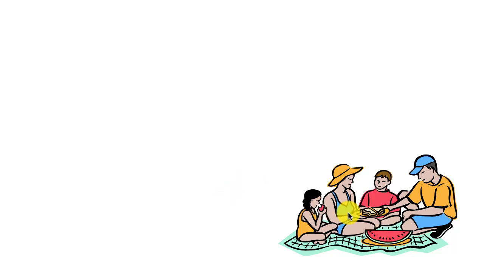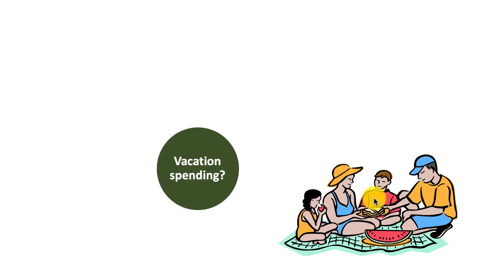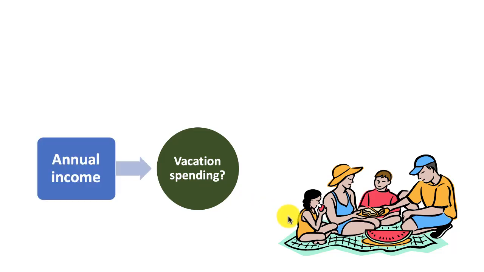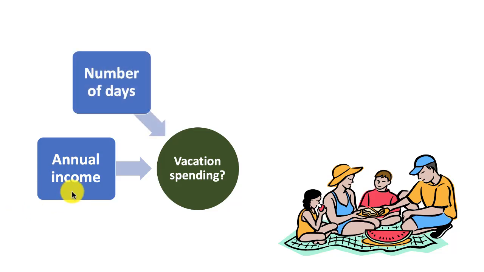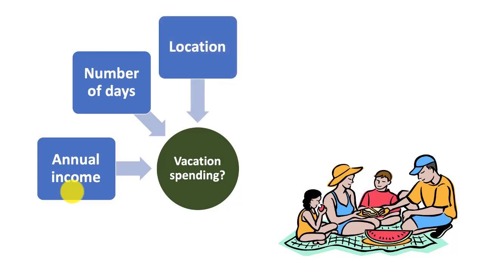Let's take a concrete example. Let's say that a family is going out on vacation, and let's say they're going to stay at a particular resort, and the resort is interested in finding out an estimate or predicting how much money this family is going to spend when they stay at the resort. Okay, so it's possible that the amount of money that a family spends during a vacation at a resort depends upon their annual income, the number of days they spend at the resort, obviously, the location of the resort itself.